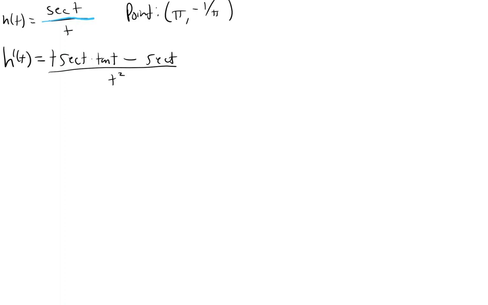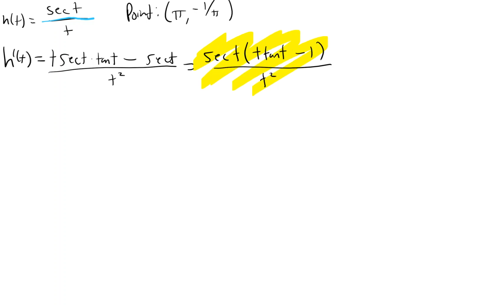I noticed that both terms in the numerator have a secant of t. So for convenience, let's factor that out. But besides that, it doesn't look like we can do too much with actually finding the derivative. So here's the derivative of h of t.